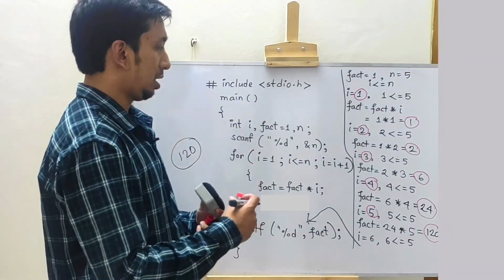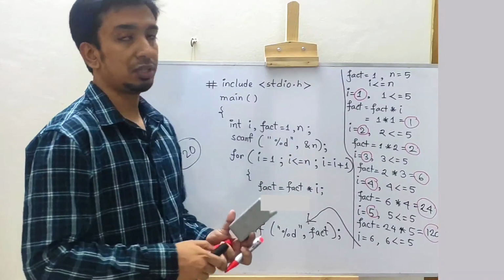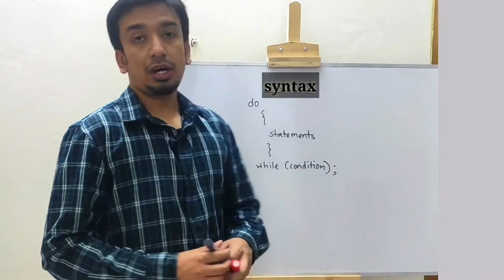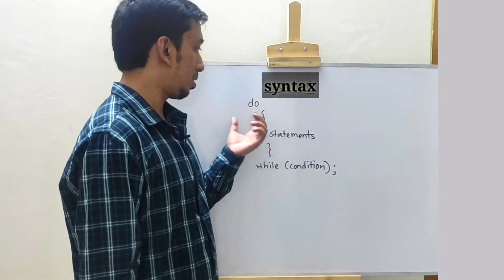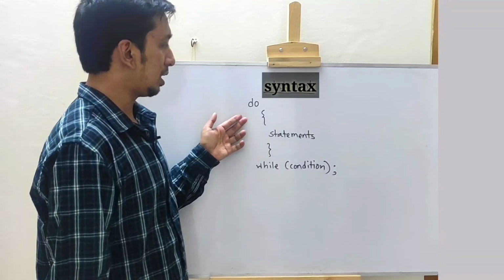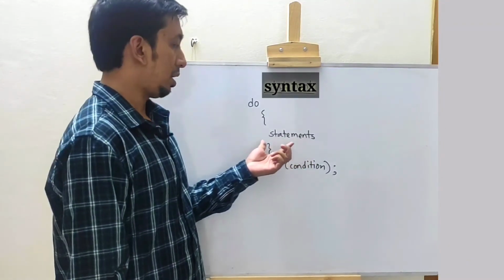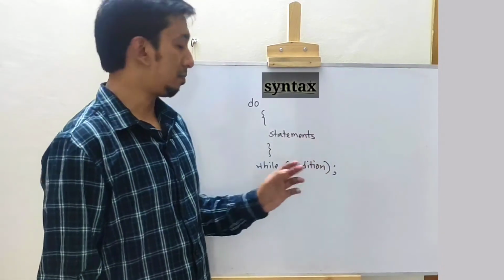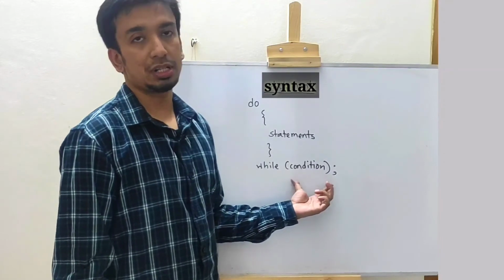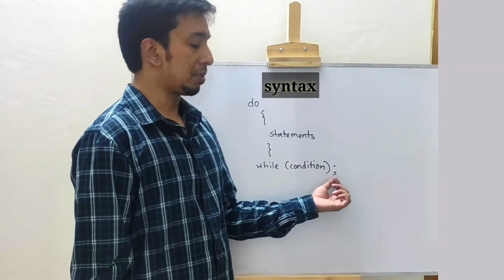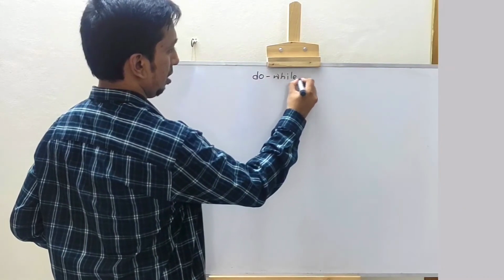So let's see how to find the factorial by using do while loop. Now we have to know the statement of the do while loop. Here you can see the statement: do, then curly bracket. Here you have to write the statements like formula or increment or decrement, and then close the bracket, and then while, and here you have to write the condition and then a semicolon. Factorial by using do while loop.